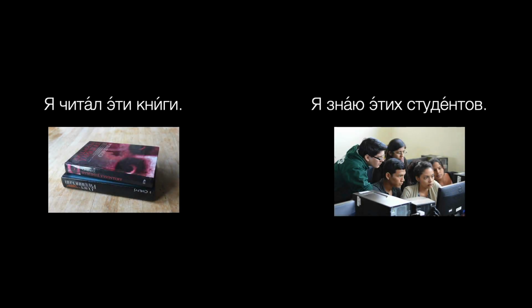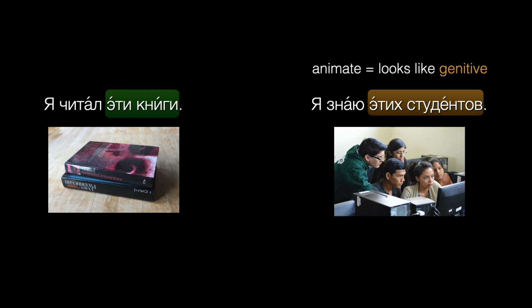Я читал эти книги. Я знаю этих студентов. Notice how with inanimate direct objects, like books, the accusative plural forms look just like the nominative plural. There's no change at all. But what about the students? These forms look just like the genitive plural, and that's because the students are alive, they're animate. So, animate nouns look like the genitive, and inanimate nouns look like the nominative. You can review that concept in this video.